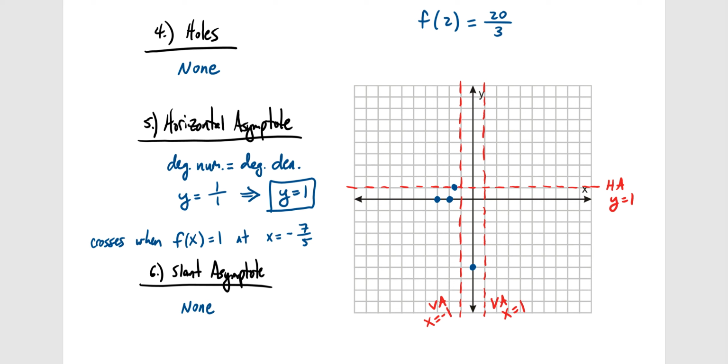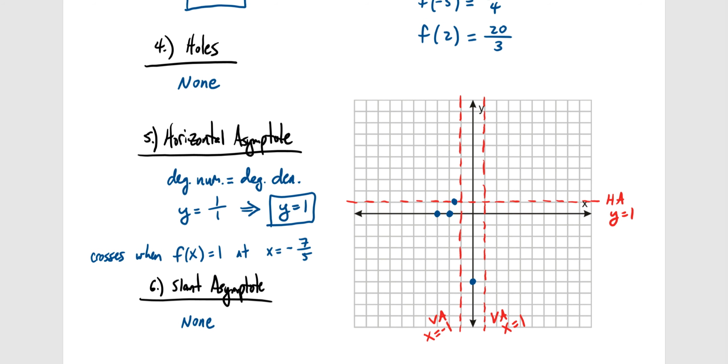This one was a little bit different, again, because this one actually crosses the horizontal asymptote. If you took the function and set it equal to the horizontal asymptote and solved it for x, you would end up getting x equals negative 7 over 5. So it crosses the horizontal asymptote this time, and there's no slant asymptotes because there is a horizontal asymptote.